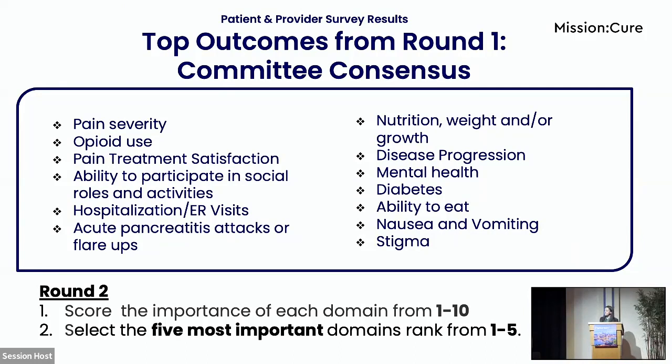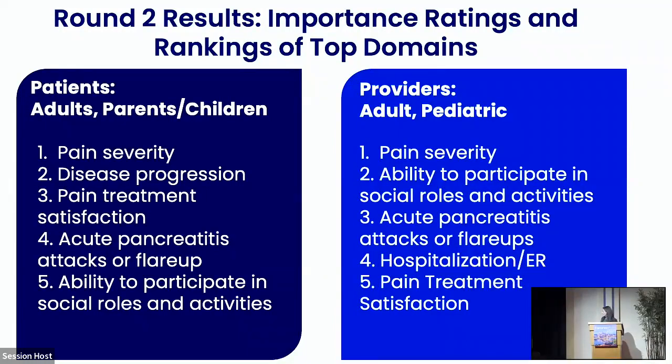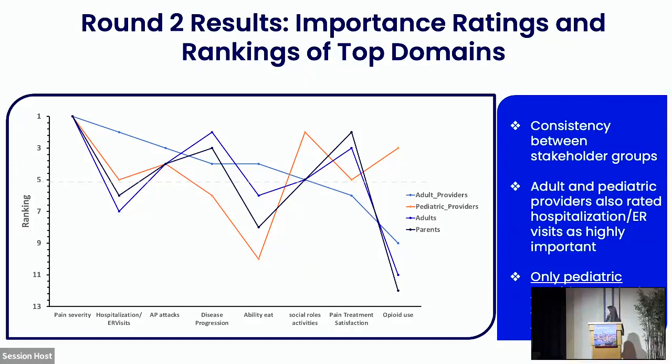So for round 2, participants were asked to score the importance of each domain from 1 to 10, and to select the 5 most important domains and rank them from 1 to 5. Pain severity was the number 1 most important domain among all stakeholders. There was consistency between stakeholder groups. This graph shows the ranking of the domains by the stakeholder group. And as you can maybe see or not, the y-axis is reversed. So anything above this dotted line was ranked as important to that stakeholder.